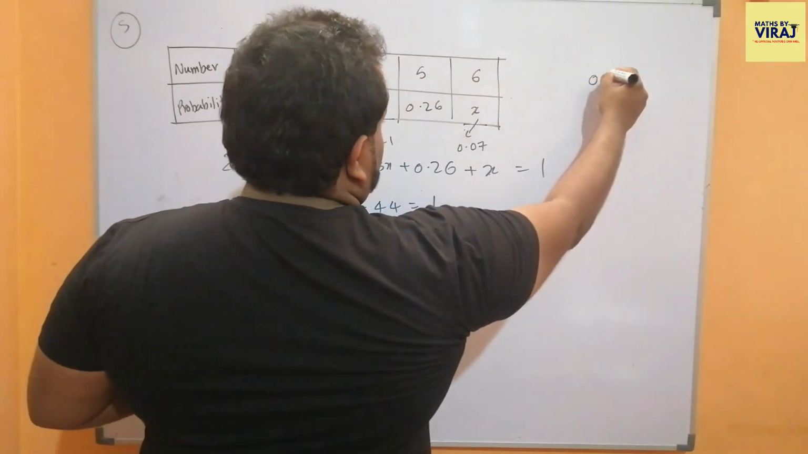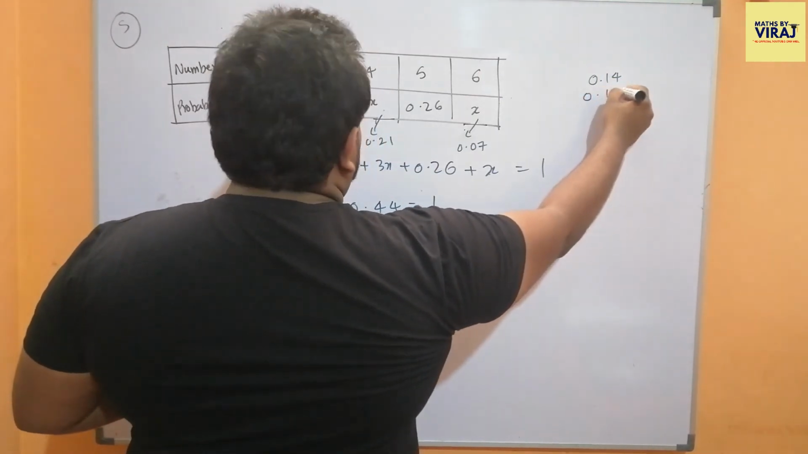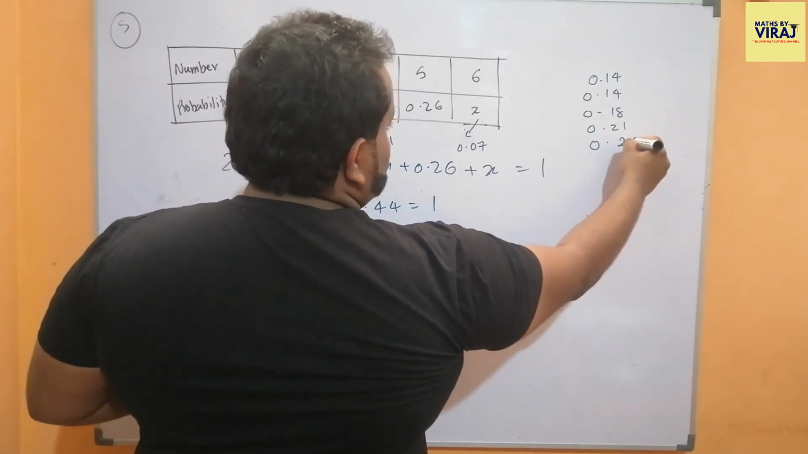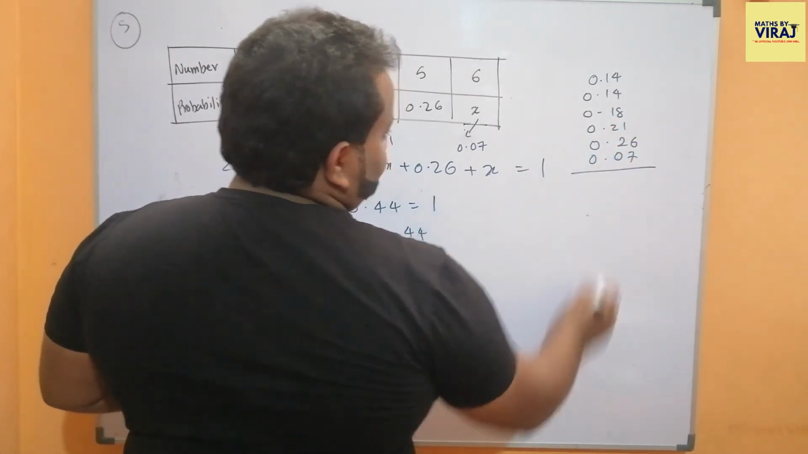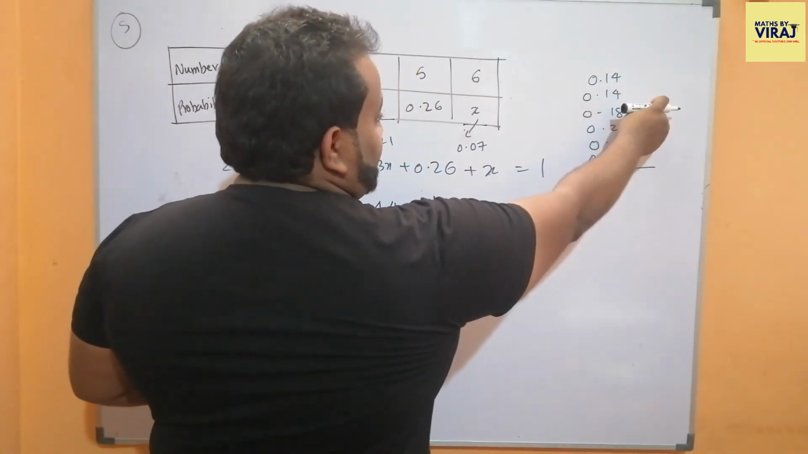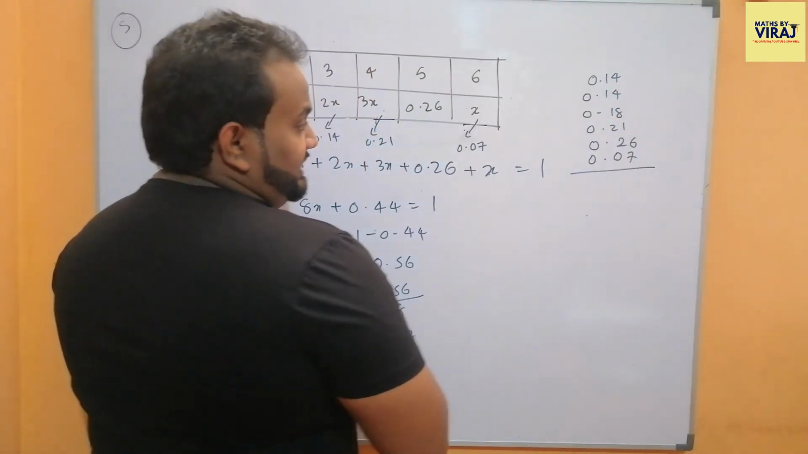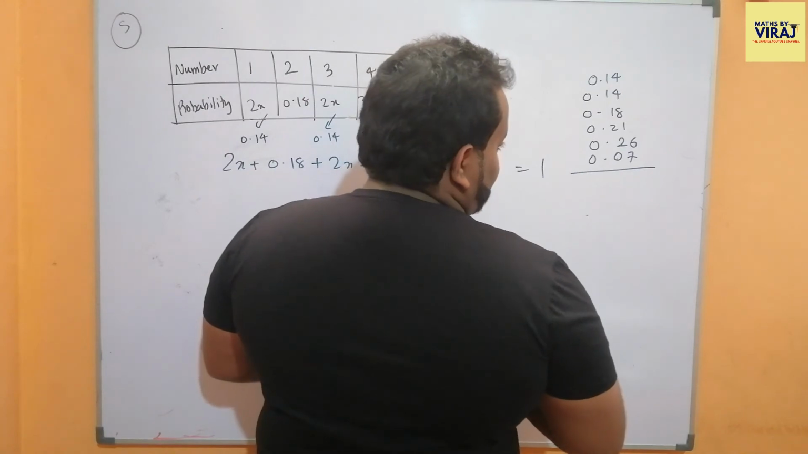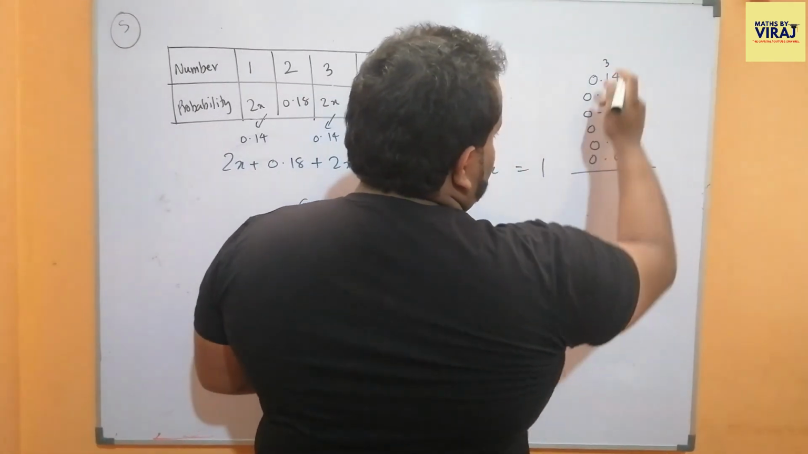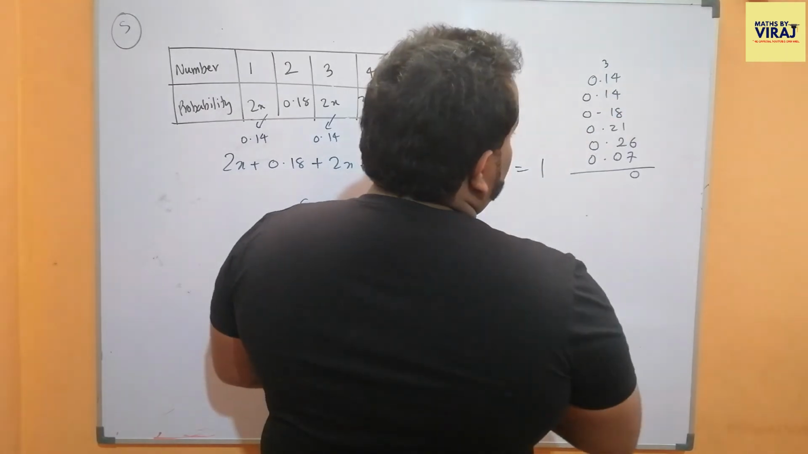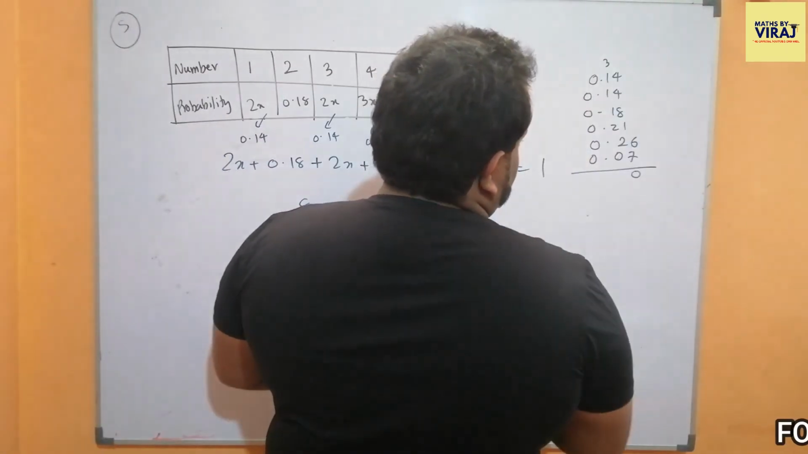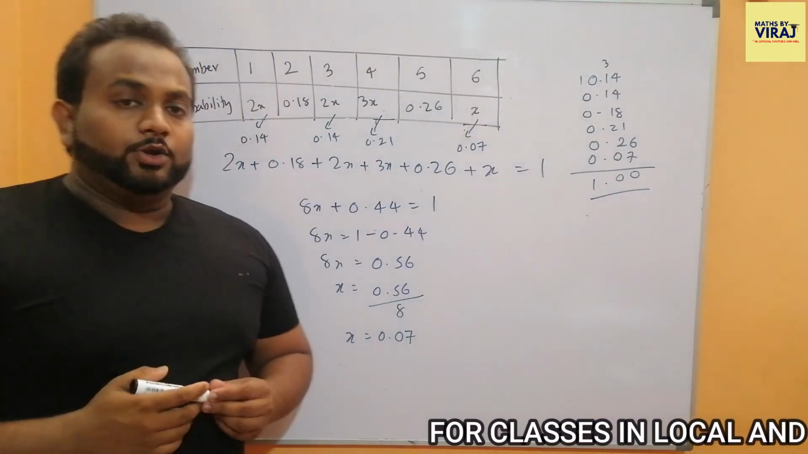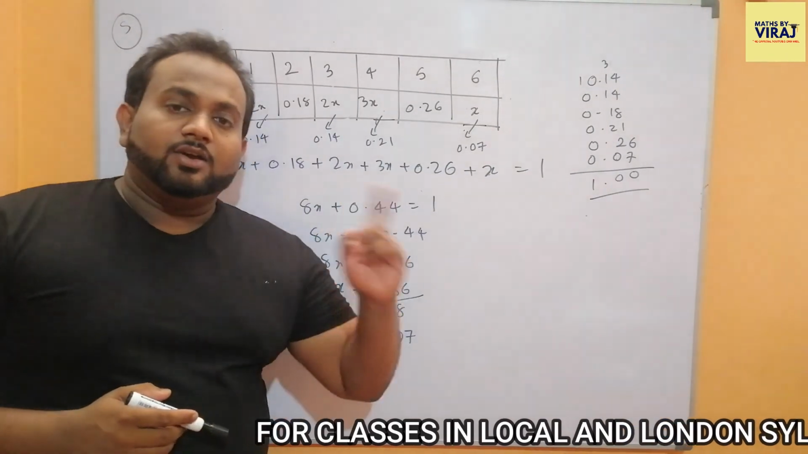Now if we add them all, we should get a total value of 1. Let's see. 0.14, 0.14, 0.18, 0.21, 0.26 and 0.07. 4, 4, 8, 8, 8, 16, 16 and 1, 17, 17 and 6, 23, 23 and 7, it's 30. We have 3, 1, 2, 3 and 2, 5, 5 and 2, 7, 7 and again 3, 10. Now you can see that all the probabilities add up to the numerical value of whole number 1.